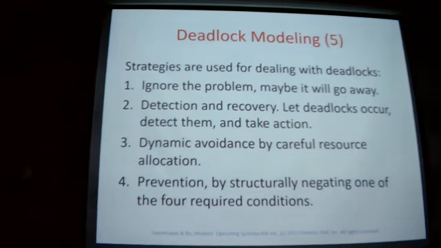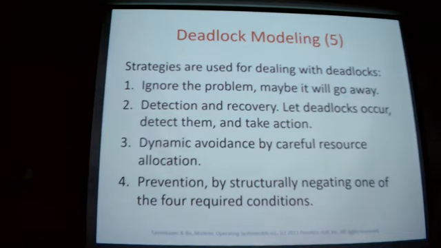We detect the deadlock and take some actions. The third one is prevention. For these two, the second one is to take actions when the deadlock occurs. But the third one means we do something to avoid the deadlock.